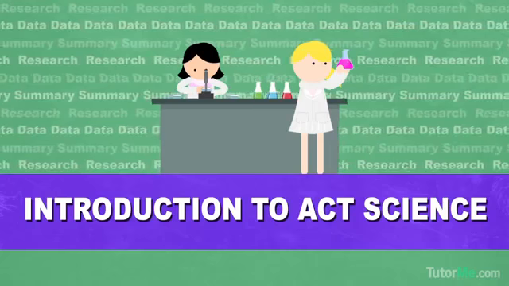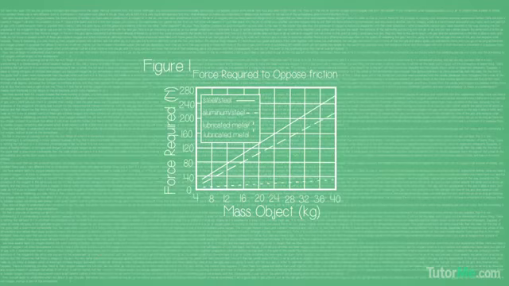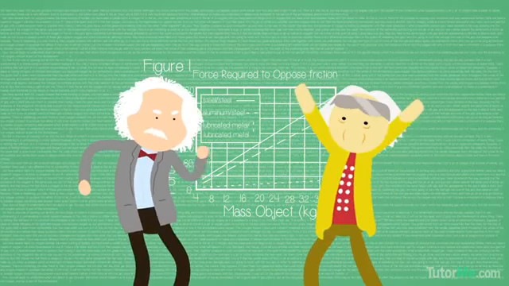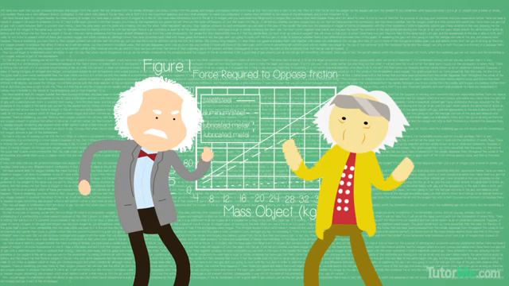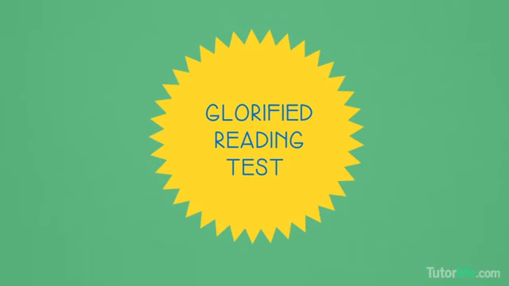Introduction to ACT Science. Welcome to the ACT Science test, where you'll see complicated graphs, dry text, and arguing scientists. The big secret to the science test is this. It's a glorified reading test. There's very little actual science knowledge you'll need to know to succeed on this section. We'll get to that in the next lesson. For now, here are the basics.